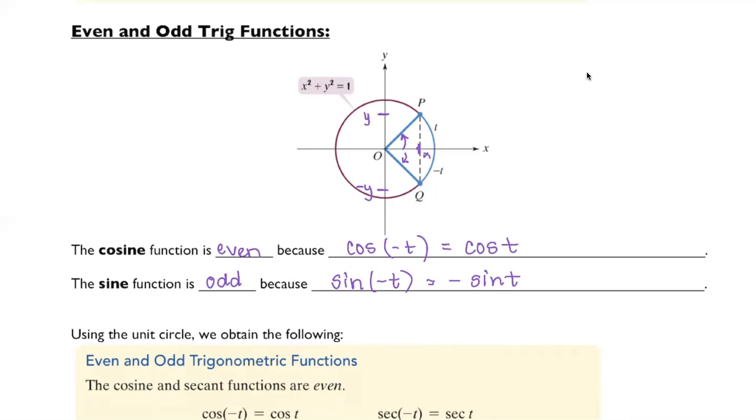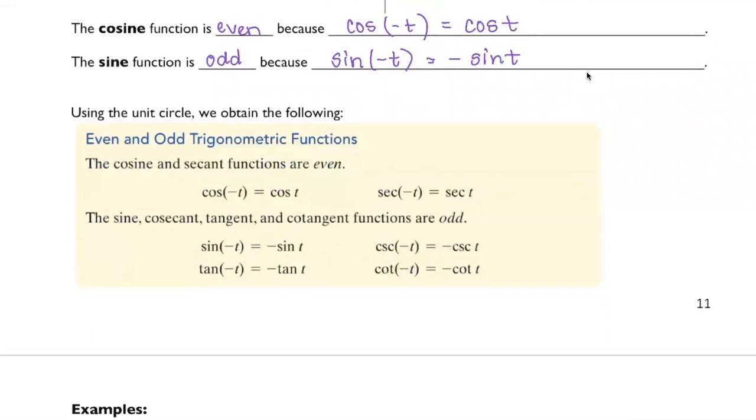All you need to remember is sine and cosine. And really all you need to remember is that cosine and its reciprocal secant are the only two that are even. Everything else is odd. That's how I remember it. I know that cosine is even, so therefore secant is also even, but everything else is going to be odd.